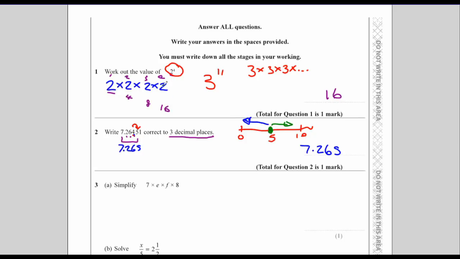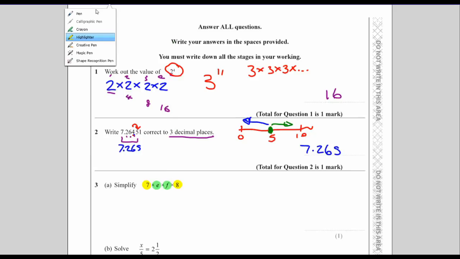Moving on. 3a. Simplify 7 times e times f times 8. Let me use a highlighter now. I will highlight in yellow our normal numbers. And let's highlight in green our letters.